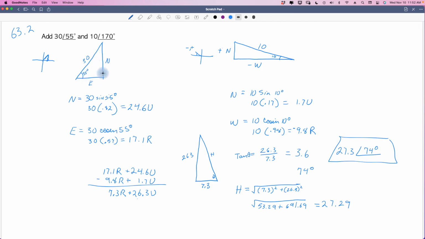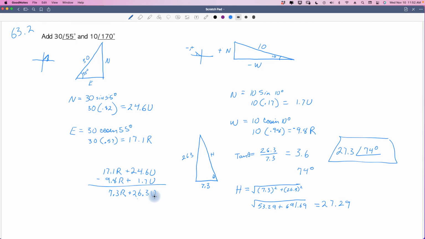So once we get our little sketch, we can see our adjacent and our opposite sides. It's a lot easier to figure out which one is sine and cosine. So we set that up. We solve for the up and we solve for the right on both of these. In this case we had to solve for the left, which is just the negative right. Okay, then we combine our results into one vector by adding them together.